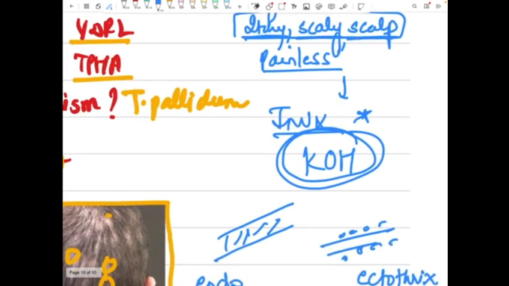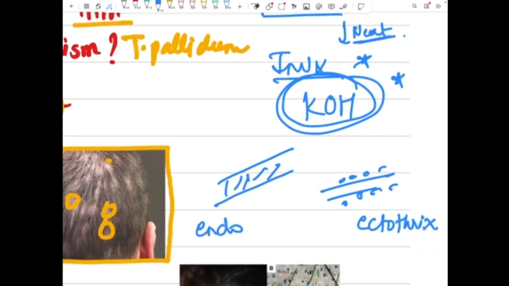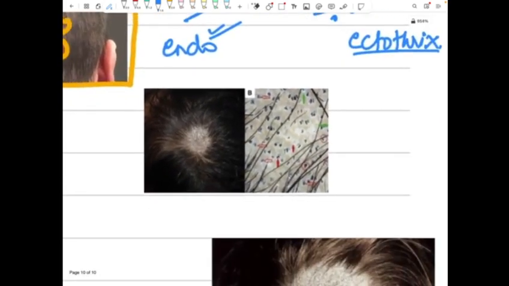What do you do next? Next is investigation. What investigation do you do next? It is KOH. And in fact, the picture of KOH has also come. If the fungal elements are inside the hair, then it is endothrix, right? You have to mark endothrix. If they are only on the shaft of the hair, then it is ectothrix. You have to mark ectothrix, right? So what is this? These are multiple tiny broken hairs, black dots. This is black dot tinea, right?